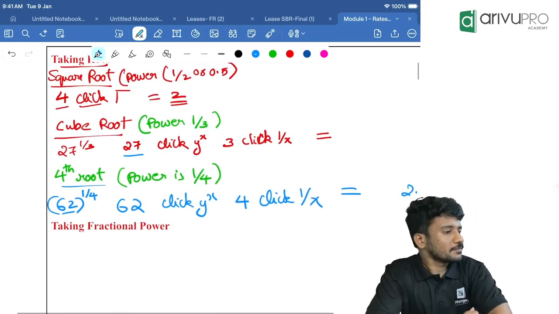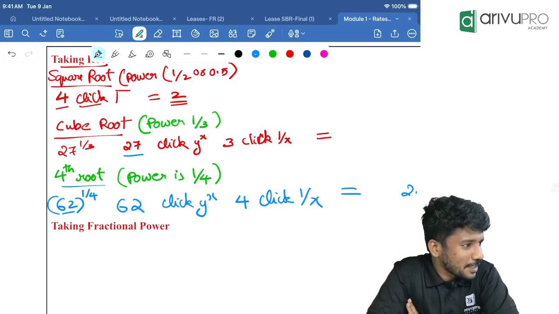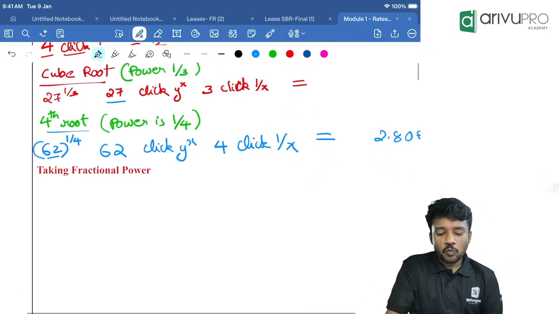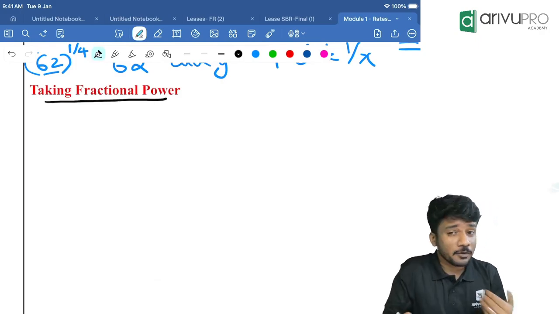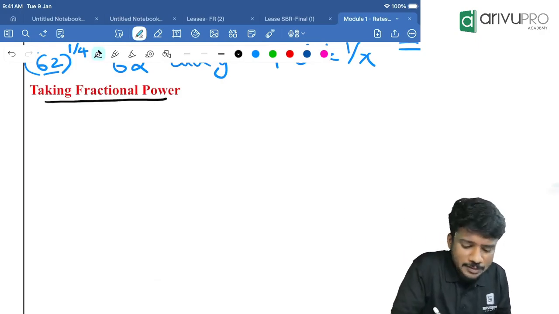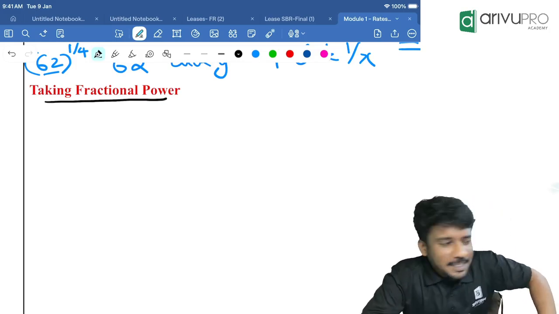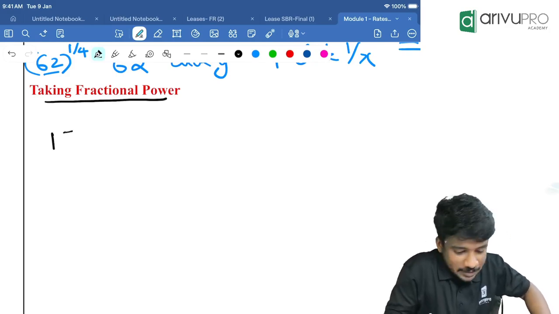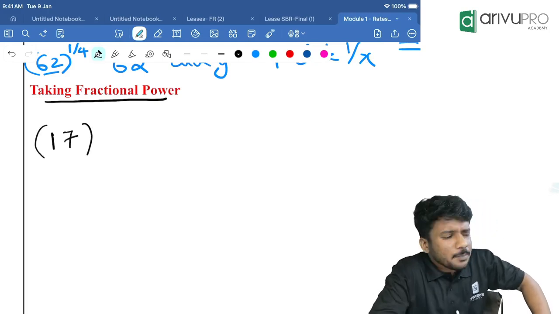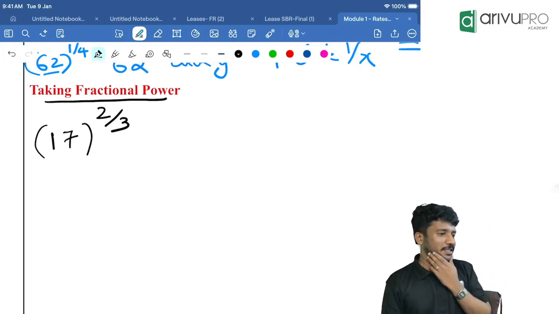Any doubt? Is everything clear? Everyone is clear with everything? Yes, sure. Now, what if there is a fractional power? We already discussed fractional power, but what if the question is like this? Tell me one number, any random number. 17. Okay, the whole number is 17. Tell me a fraction value. Let it be 2 divided by 3. Okay, 2 by 3 is the fraction.